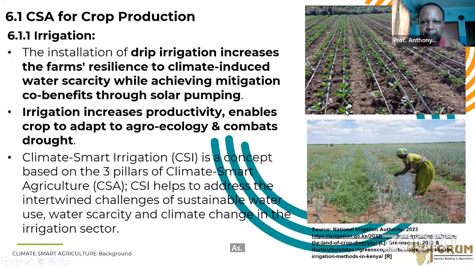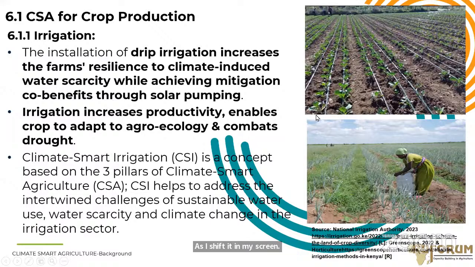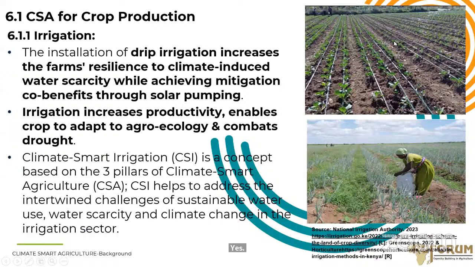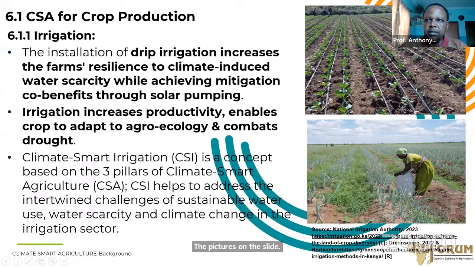And are you able to see? I'm trying to shift my camera. Are you able to see my camera as I shift it in my screen? Yeah, I think we are focused now on the slides. If your network is not very strong, you can actually remove the camera, and then we focus on the slides. But it's okay. We are seeing you. Okay, but is it covering the pictures on the slide? The slide is okay. Or is it okay on your side? Yes, the slide is okay. Thank you.